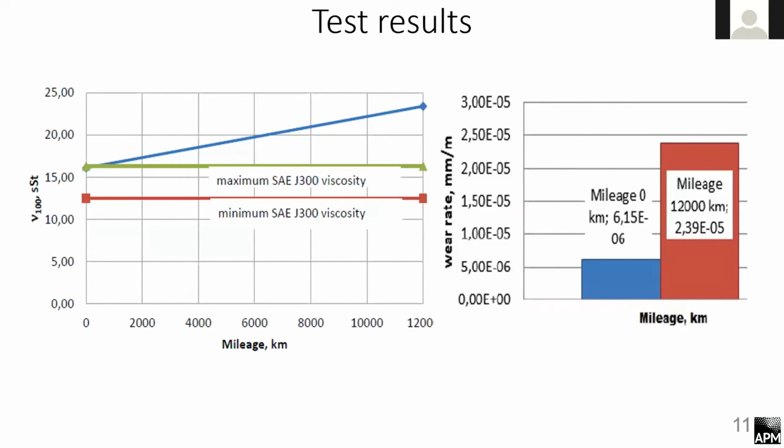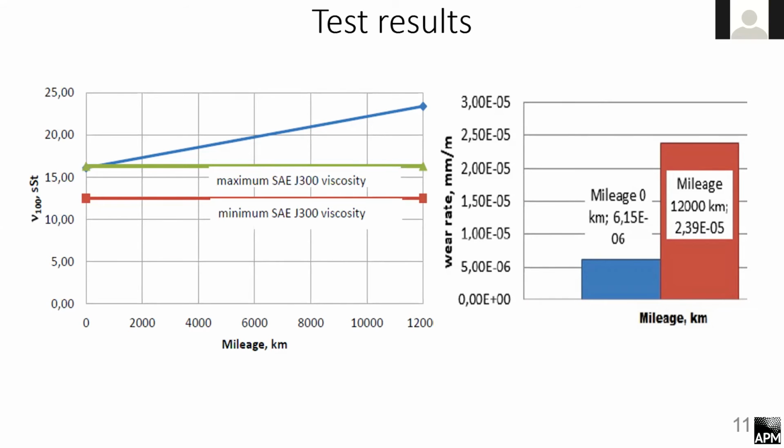As seen on the graph, the viscosity and the wear rate of the oil increase with increase in mileage. This is due to the accumulation of wear products in the oil, as well as the products of combustion of oil and fuel. This affects the service life of the engine.